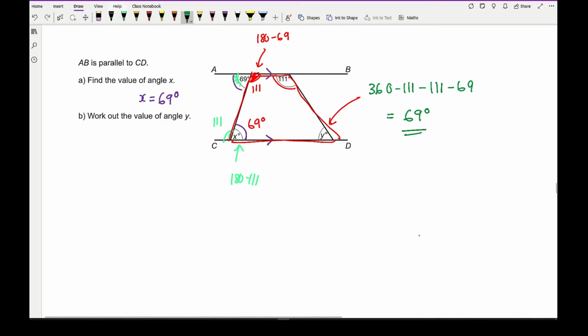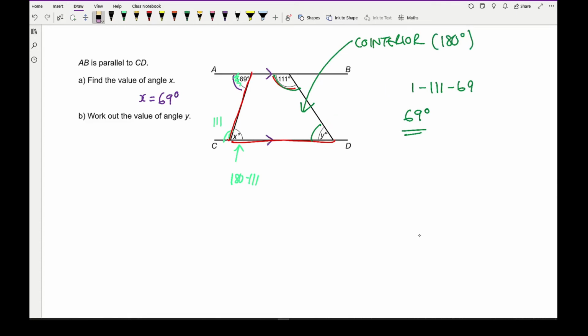Now another alternate way of doing this, let me get rid of all these markings, is I could have noticed that because my two parallel lines are AB and CD, this angle here and this angle here are co-interior. And what do we know about co-interior angles? Well, they add up to 180 degrees. So recognizing that those two angles are co-interior, all I need to do is 180 minus 111, which gives me the answer of 69 degrees. So again, Y equals 69 degrees.